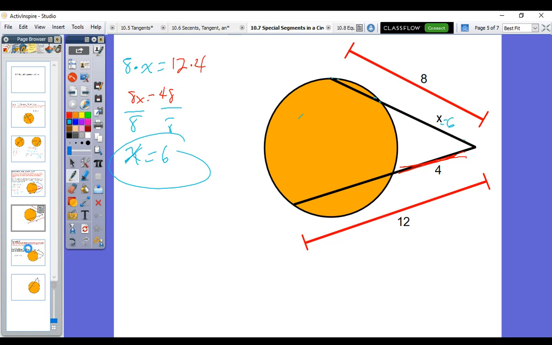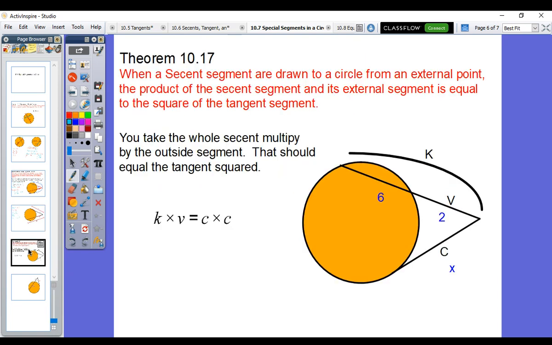Now, what happens if we have a secant and a tangent? Crazy thing. Well, for a secant and a tangent, the idea is very much the same as before. We take the entire secant, the whole thing, times its outside part. That's equal to the tangent times itself. So in this case, we said c times c.